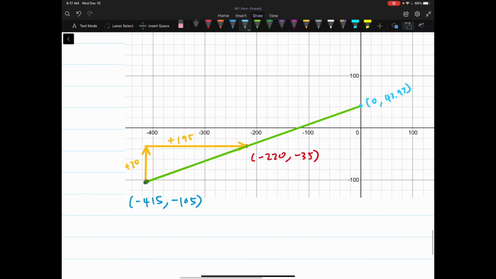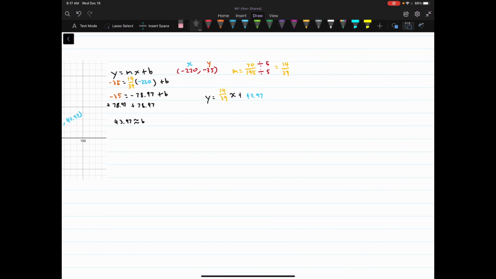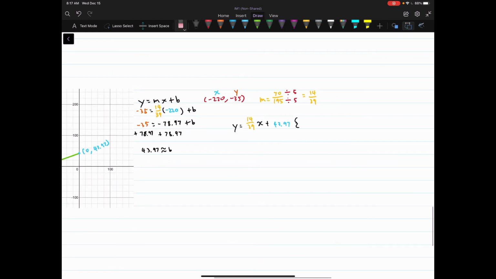Then let's take a look at the constraints. This is the line that we're talking about, right? It's greater than negative 415, but less than negative 220. Those are the constraints.